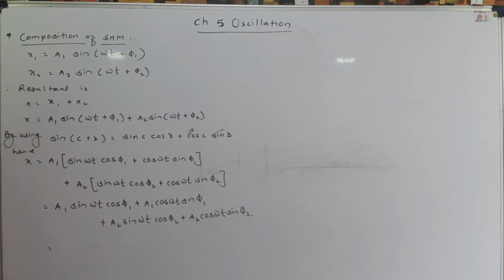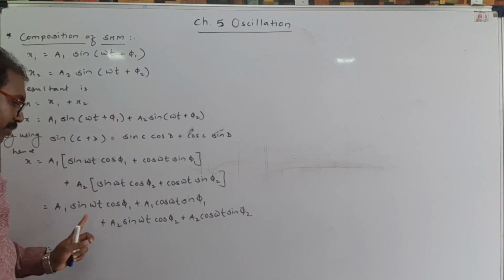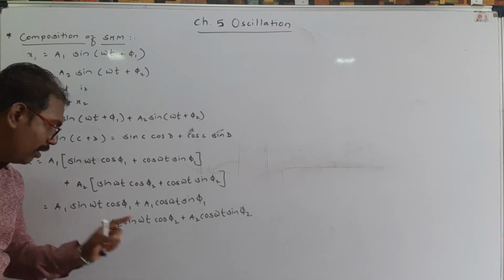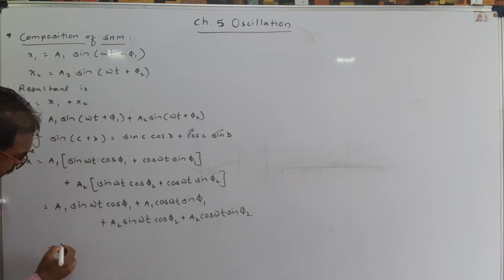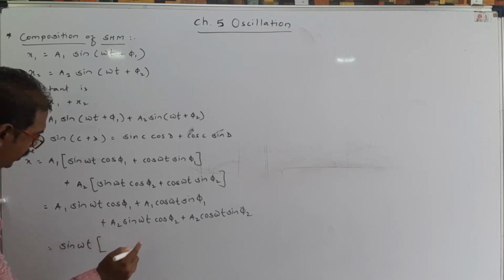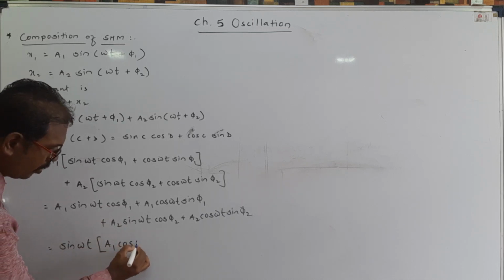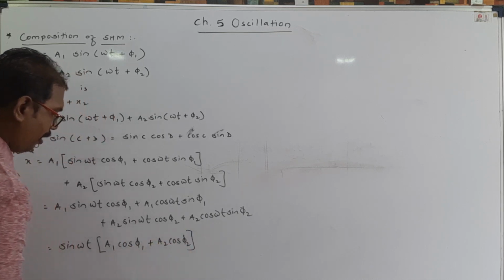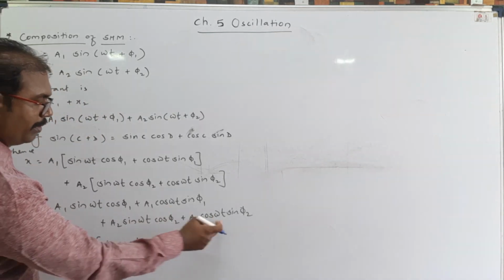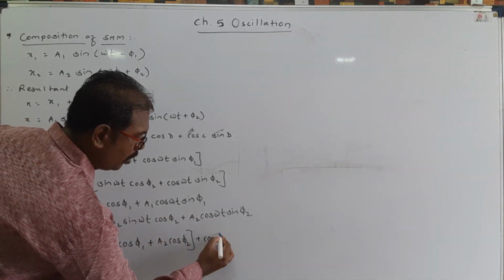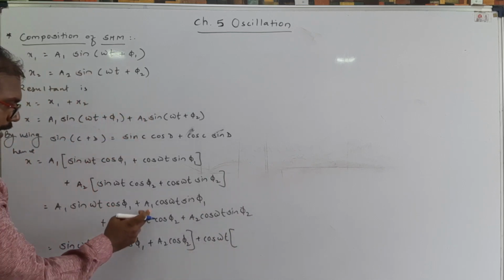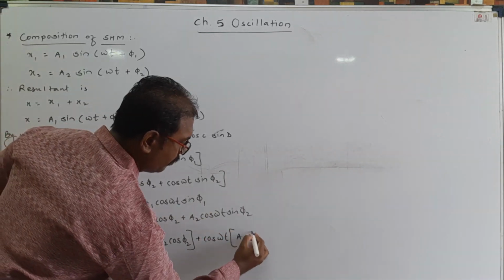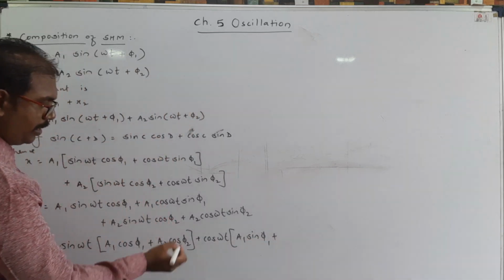Then after that, we can take sine omega t common from the first term and the third term, and whatever we get in a bracket I have to write. So, we get in a bracket A1 cos phi 1 plus A2 cos phi 2. From the second and fourth terms, I can take cos omega t common, plus cos omega t, then in a bracket we get A1 sine phi 1 plus A2 sine phi 2.